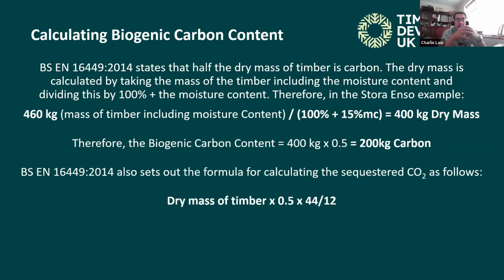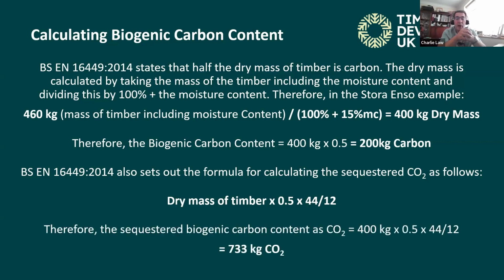BS EN 16449 also sets out the formula for calculating the sequestered carbon. So that's the actual carbon, but the amount that would have been sequestered by that tree to create that carbon is basically the dry mass times 0.5 times 44/12. And I won't tell you where that 44/12 comes from. It's just the figure that we have to use. So the sequestered carbon, therefore, is 400 times 0.5 times 44/12, which gives you 733 kilograms of CO2. So that's how you calculate the carbon and the CO2 content of your timber product.